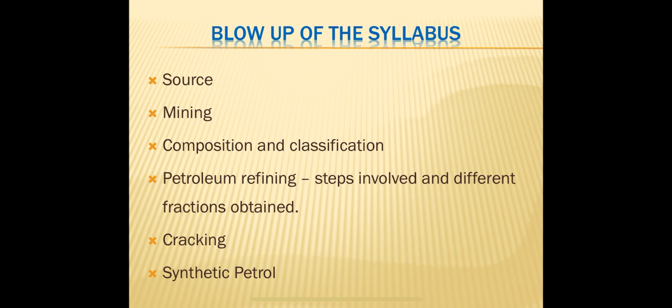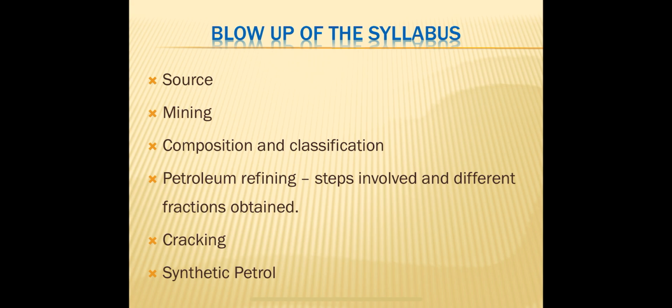Mainly there are two different types of cracking. One is thermal cracking and another one is catalytic cracking. Thermal cracking can be done in two different ways: one is vapor phase thermal cracking and another one is liquid phase thermal cracking. And in the case of catalytic cracking also, two different methods are there.